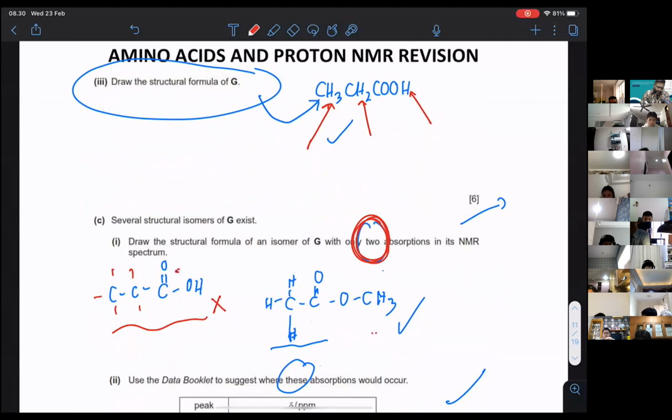The only way I can have an isomer of this is by changing the carboxylic acid into an ester. You put the C double bond O and then O, and instead of H over here, you put the CH3 here. So I did something like this, which is an ester. Why did I do it like this?